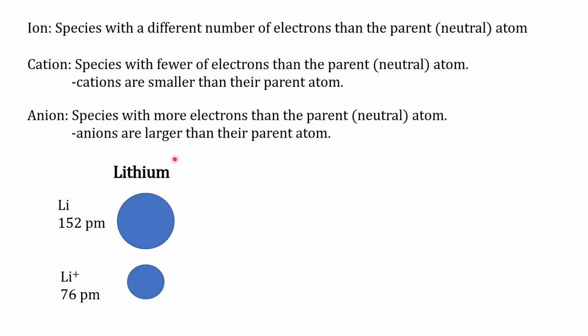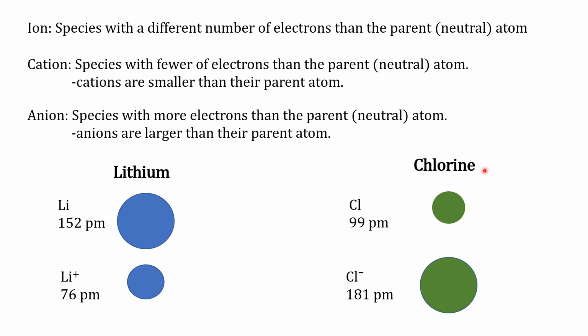So let's take a look at lithium. So lithium as a neutral atom has a radius of 152 picometers. However, when lithium becomes a cation, its radius changes to 76 picometers. So you can see it becomes smaller. Now let's take a look at chlorine. Chlorine as a neutral atom has a size of 99 picometers. But when chlorine becomes an anion, you can see it becomes much larger. It has a size of 181 picometers. So chlorine becoming an anion means its radius increases.